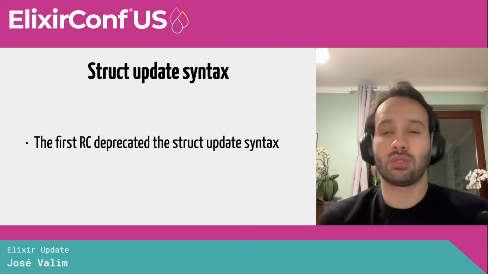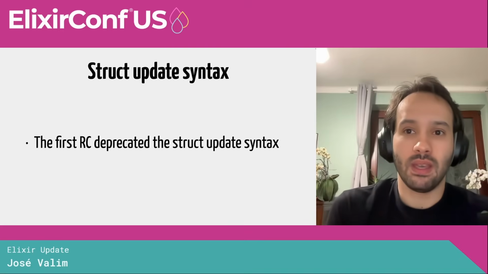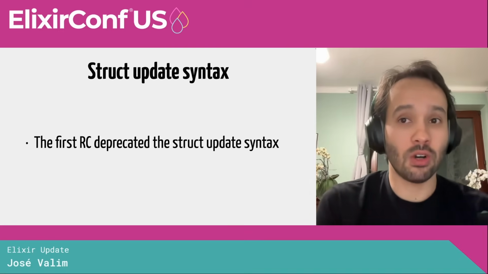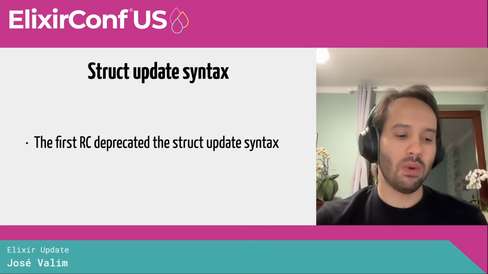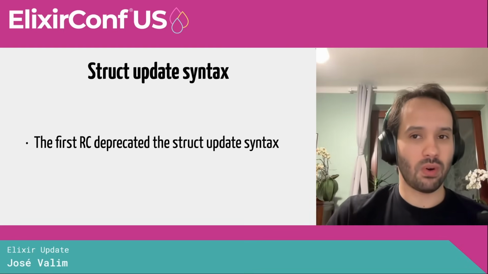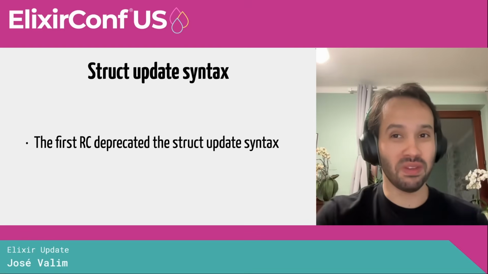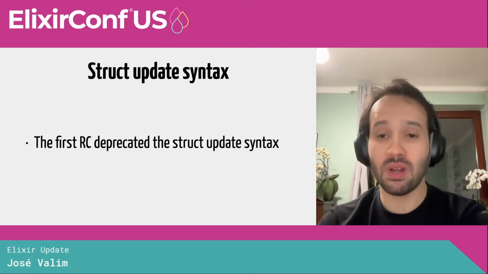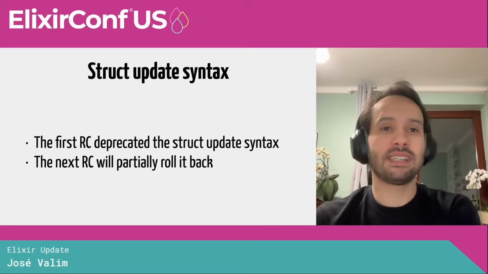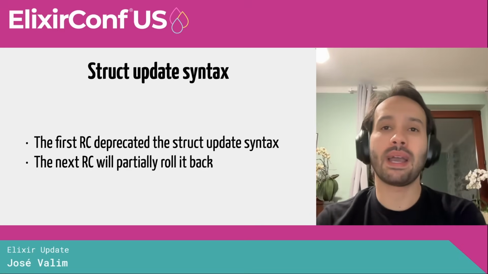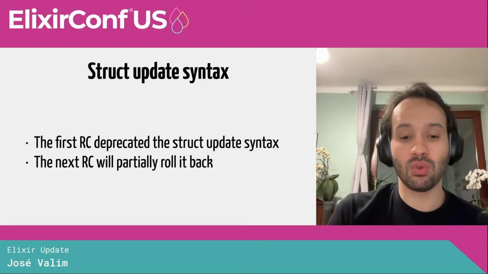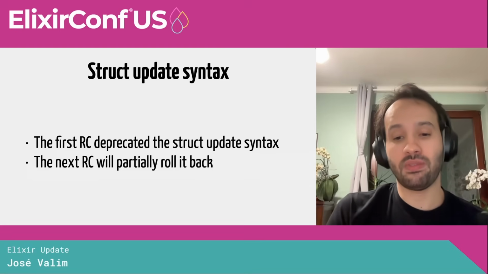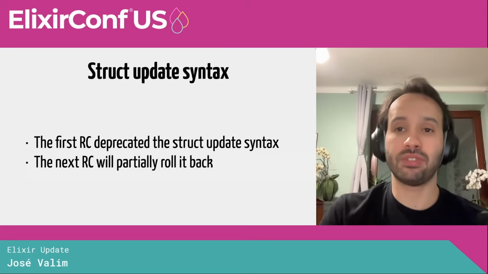So we're looking at the struct update syntax and saying, well, it doesn't seem like it's a relevant language construct anymore. But we got a lot of feedback saying, well, maybe it's not useful for the type system, but it is useful for the humans, right? For us, for the programmers. So the next release candidate will partially roll it back and we will enhance the struct update syntax to, from the point of view of the type system, be like a type assertion.